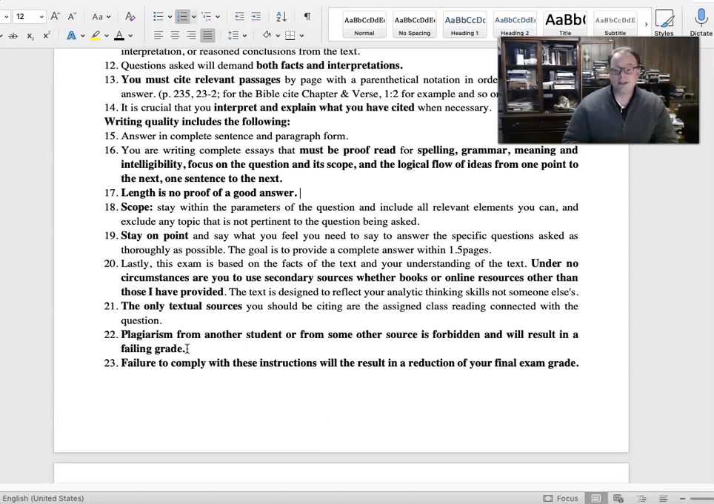So it's not hard for me to spot plagiarism, because I see the moment your style of writing changes a little bit, or you use a word that you haven't used in the rest of the exam, and so on and so forth. Okay, and then, failure to comply with the instructions will result in a reduction of your final grade. Right? So these are the things that I'm looking for, and in the next video, we will go over the questions for your exam specifically, and I'll make it very clear exactly what I'm asking if the questions aren't already clear.